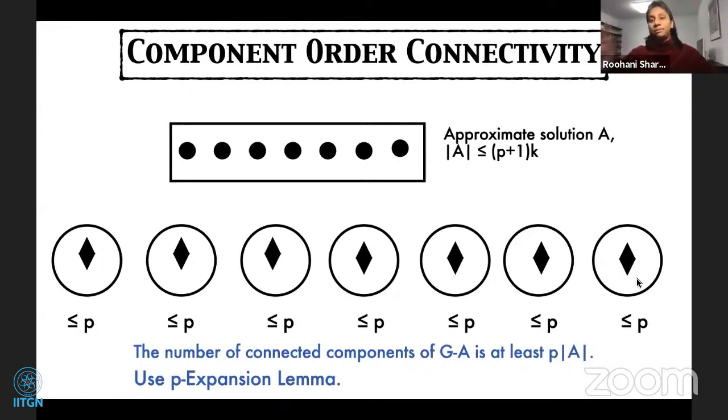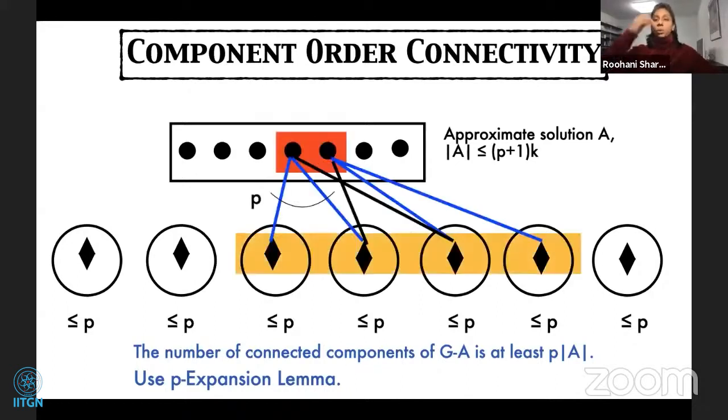So these components can be safely removed a priori. Every vertex here corresponding to a component sees some vertex here. So there are no isolated vertices in the set B that we have constructed. So we are ready to apply the Q expansion lemma. And so we apply the Q expansion lemma with Q equal to P, and we get the following.